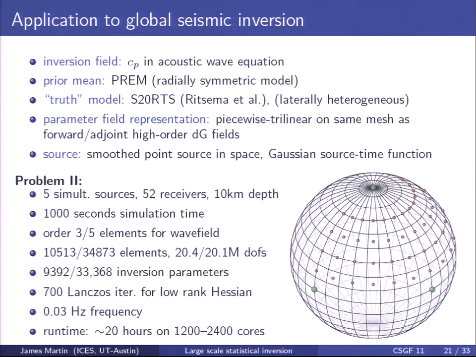For the second problem, we have a much more data-rich scenario. We actually have 5 sources, one at the North Pole and then one at each 90 degrees around the equator, and then an array of sensors which cover about a quarter of the Earth. The same underlying problem is used, the same S20RTS model for the truth and PREM for the prior. And then we solve this on 2 different meshes, one with 10,000 degrees of freedom and one with 30,000 degrees of freedom. And in both cases, these take about 20 hours, 15 hours on 1,000 cores on Lonestar.